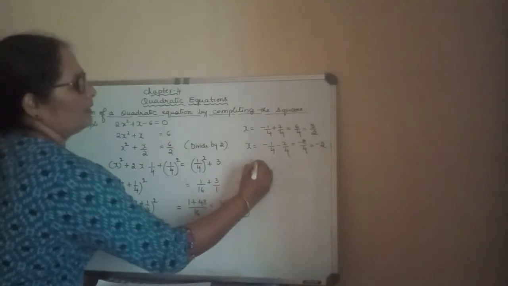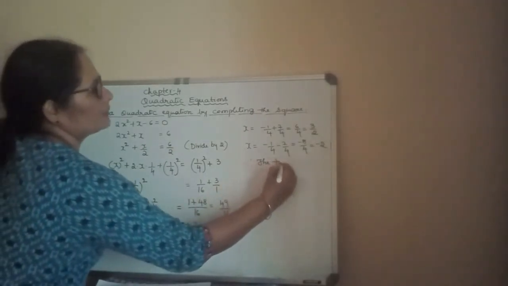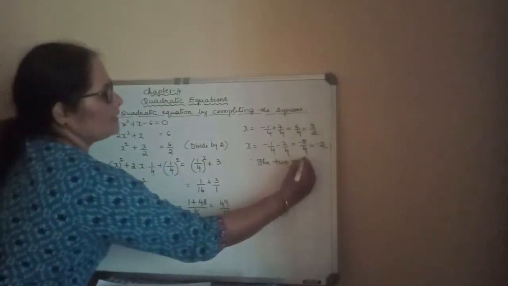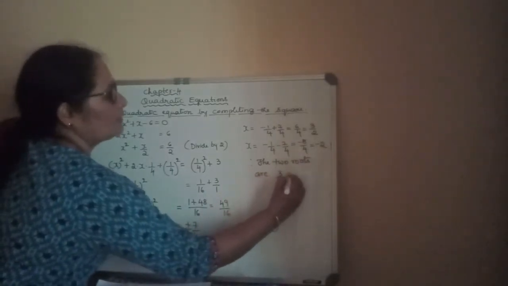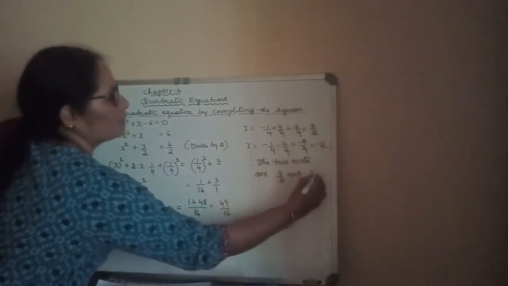Therefore, the two roots, or two zeros, are 3 by 2 and minus 2.